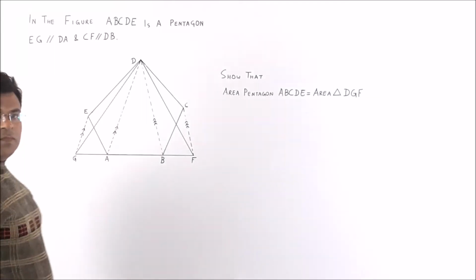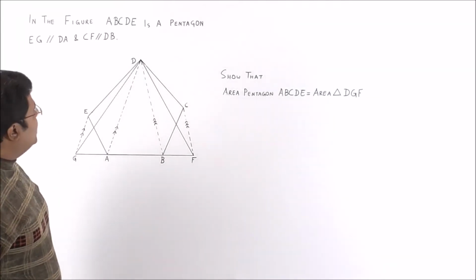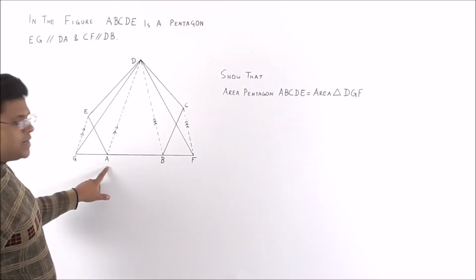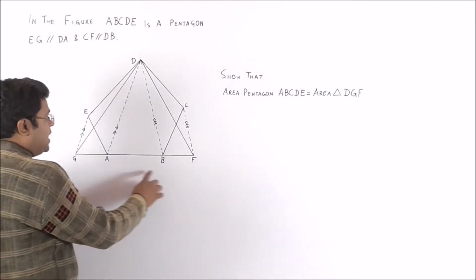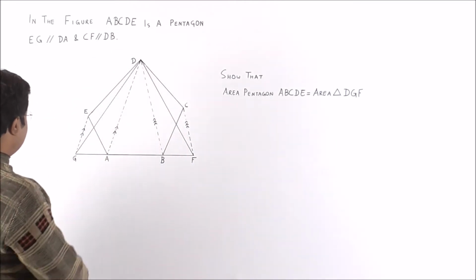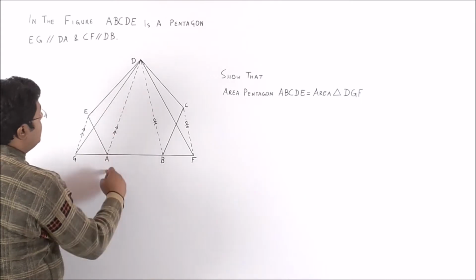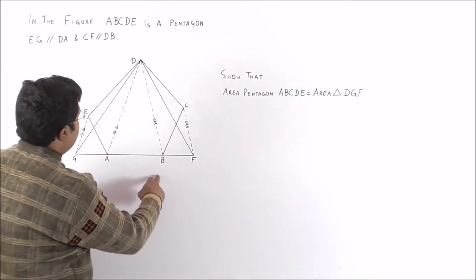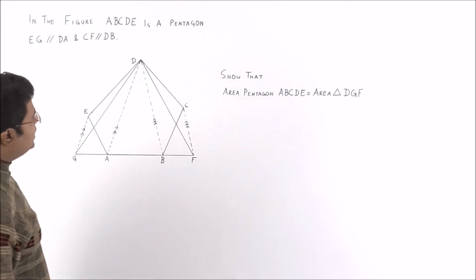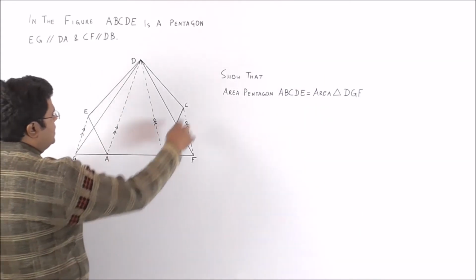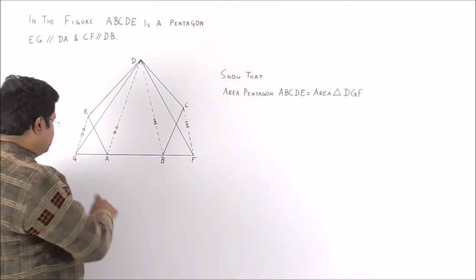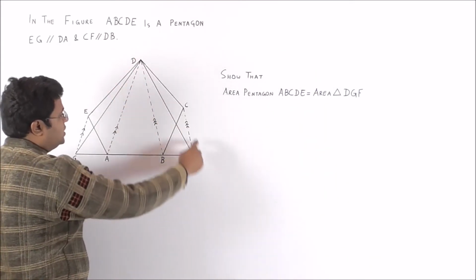Now here, let's figure out what is required. In this figure, ABCDE is a pentagon, so we can clearly see the pentagon ABCDE and the lines GE, AD are parallel and BD, CF are parallel. We have to show that the area of this pentagon is equal to the area of this triangle GDF.